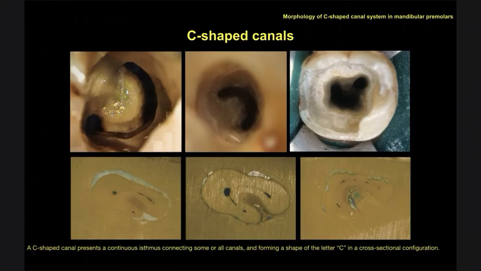The top row of pictures shows pulp floor of the C-shaped canals in mandibular second molars, and the bottom row shows the cross-sectional morphology of the C-shaped canals in mandibular premolars. A thorough understanding of this anatomical variation is a prerequisite for its proper diagnosis and successful treatment.